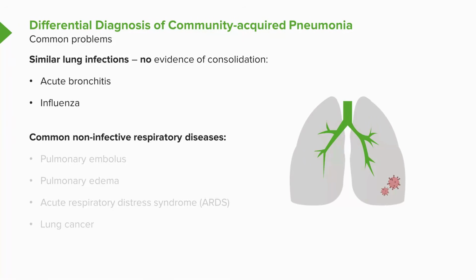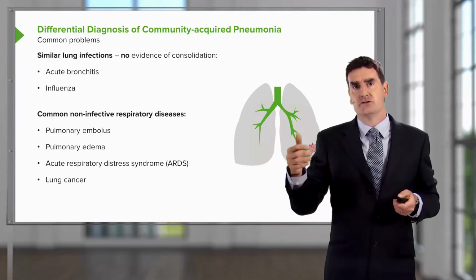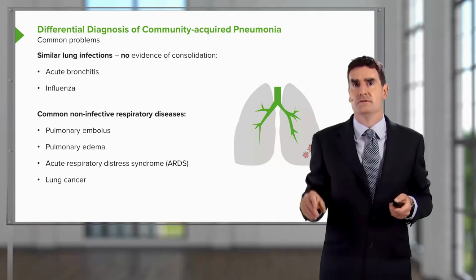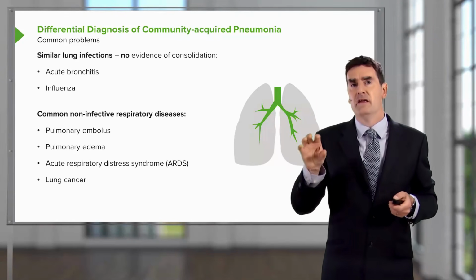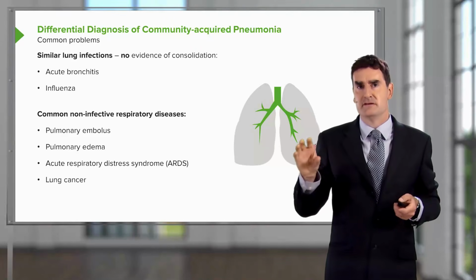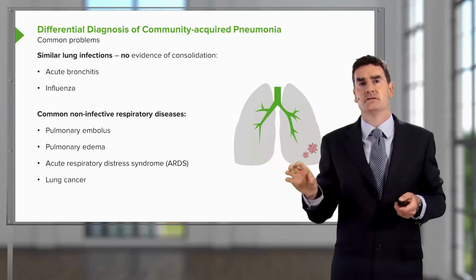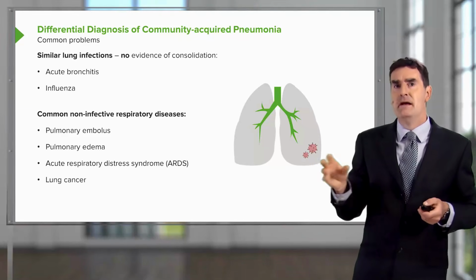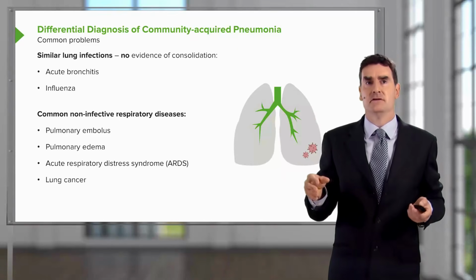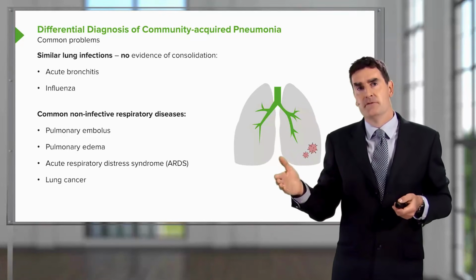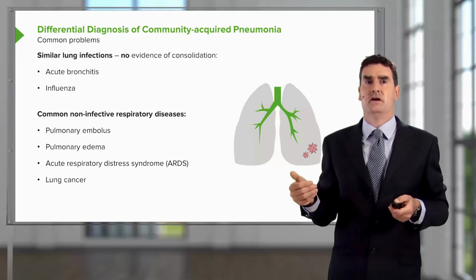Then there are a range of common non-infective respiratory diseases which really need to be considered of anybody presenting with an acute respiratory problem. Pulmonary emboli, pulmonary edema, acute respiratory distress syndrome, not that common but very important, and lung cancer. Now, the top two, pulmonary emboli and pulmonary edema, are common causes of acute respiratory problems. And they're non-infective, so you should be able to distinguish pneumonia from those in most patients. But if you look at the data, many patients with pulmonary emboli are misdiagnosed as pneumonia initially. And the same for pulmonary edema. So that needs to be considered in differential diagnosis.